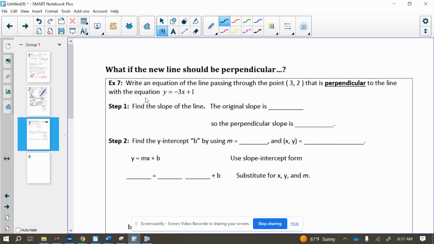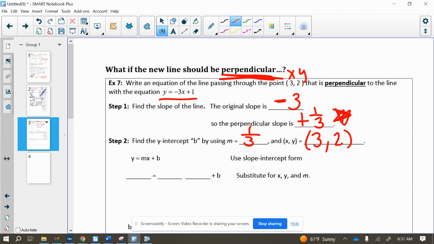All right, now, what if our lines are perpendicular, right? That's the question of the day. Well, our original slope in this case of this line was -3. So our perpendicular slope, aka the slope we're going to be using for our new line, is +1/3. So again, that's what we're going to be plugging in, is +1/3. And our new line is going to go through the point 3, 2.